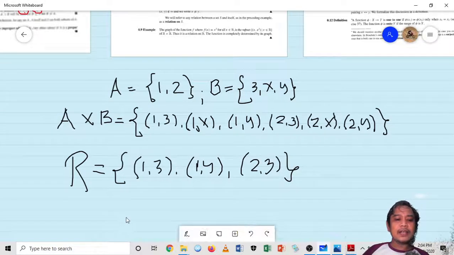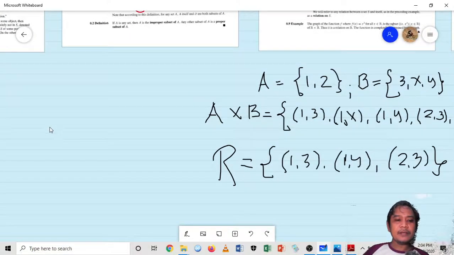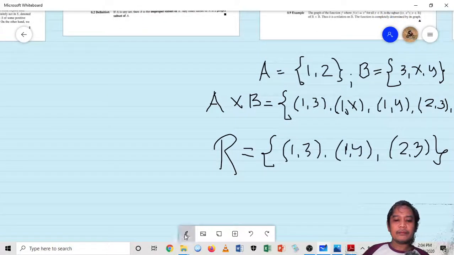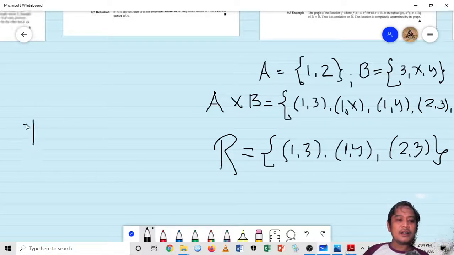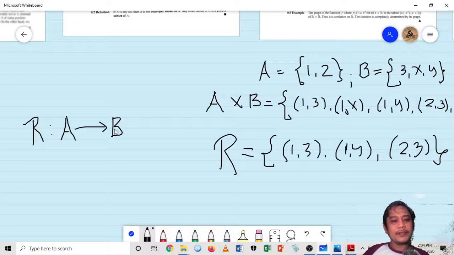Take note that since R is pairing A and B, we say R maps set A to set B. Okay? So what is meant by this symbol is that R is a relation taking elements of A to pair it with elements in B. Okay?